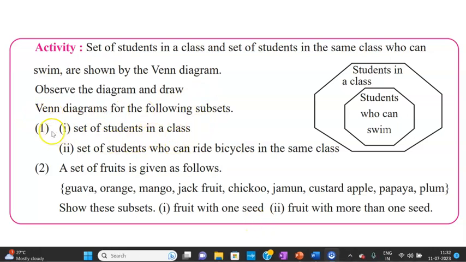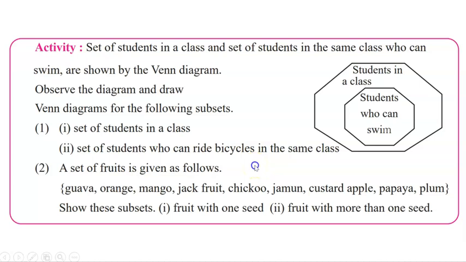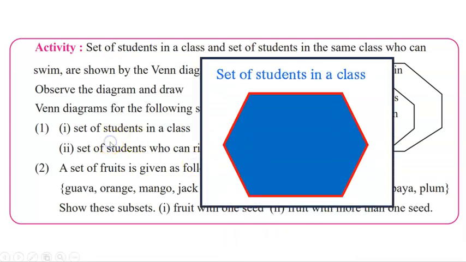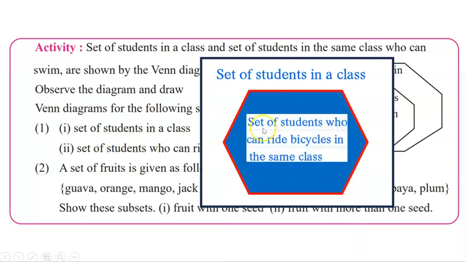Now here the first example, set of the students in a class. Second, set of the students who can ride bicycles in the same class. Okay, now we'll draw the Venn diagram for this. See this here. The set of the students in a class. Second, set of the students who can ride bicycles in the same class.